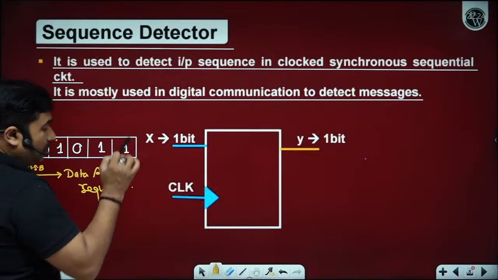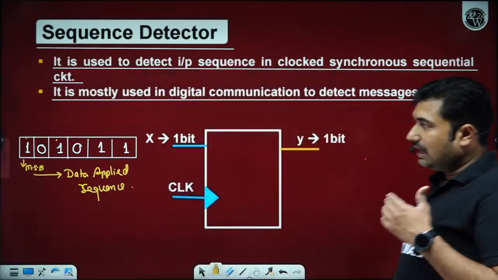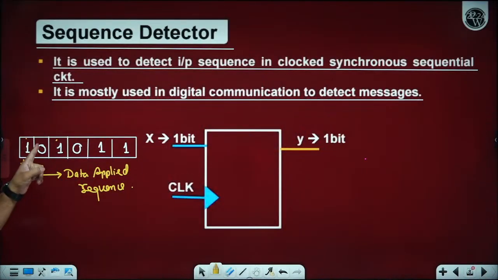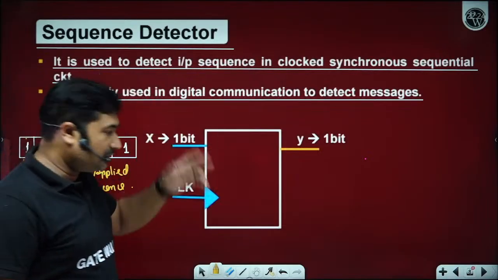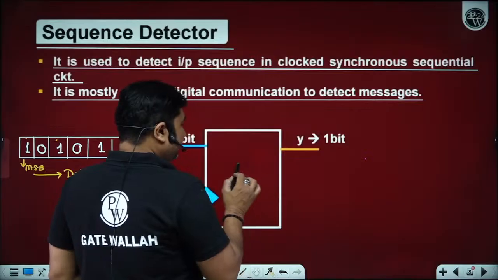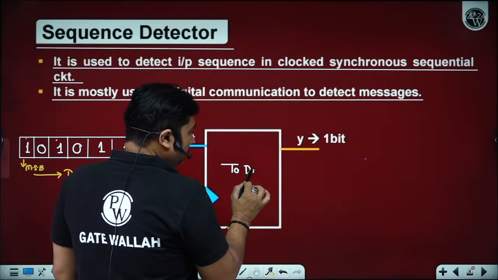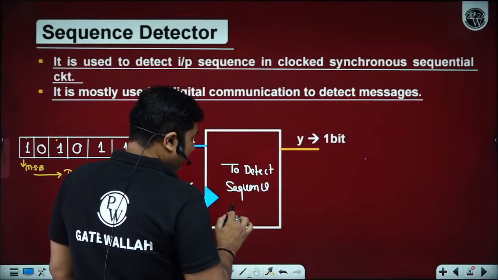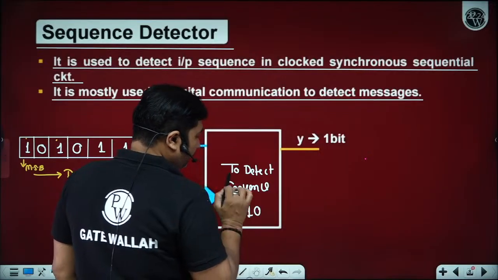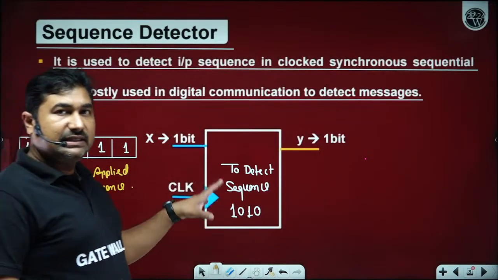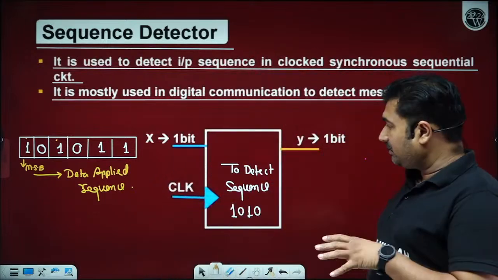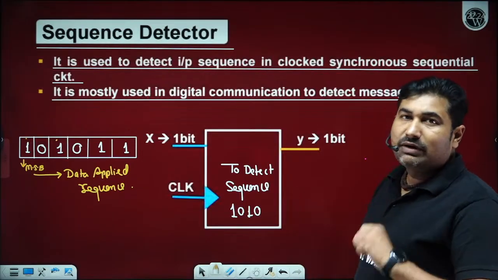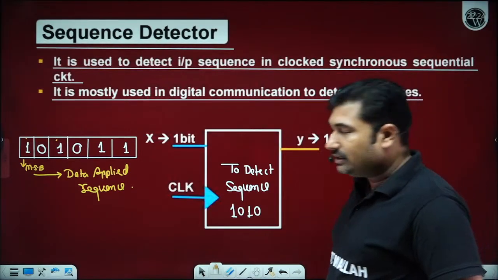Suppose the data is applied in this sequence. I have represented it left to right. So first this data, then this, then this, and so on. Is it okay? We have a 1-bit sequence detector to detect the sequence 1010. It is a specific sequence detector circuit which is going to detect a particular sequence 1010. Whenever the 1010 sequence comes, the output will become high. Otherwise, the output will remain in the low state.